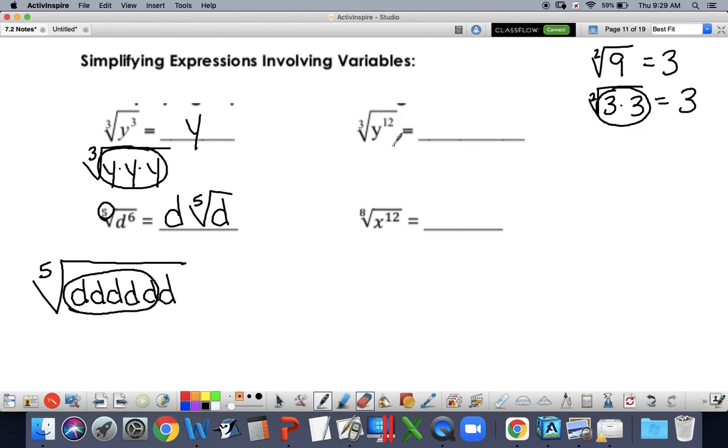Now let's look at this next example. For this next example, I don't really want to write out 12 y's. I could, right? I could use the exact same strategy, but what I want to show you is the alternative strategy that you can use for these. And some students like this, some students do not.